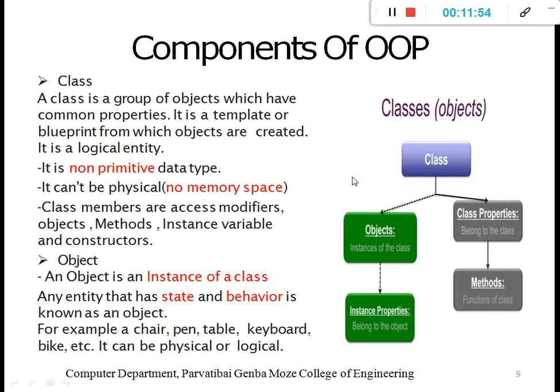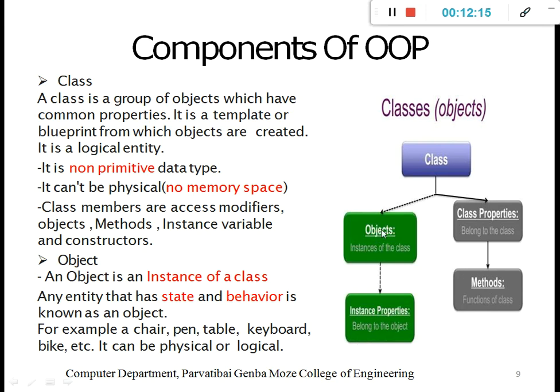The components are classes, that is objects' class, and objects are instances of a class. Class properties belong to the class, that is the methods, and the object is the instance, with properties belonging to the particular object.